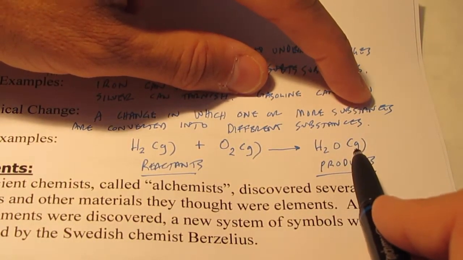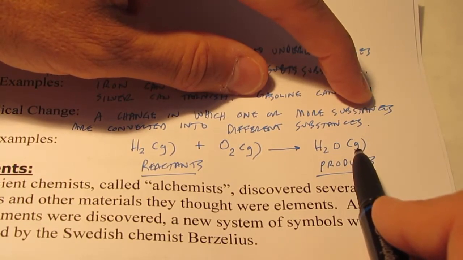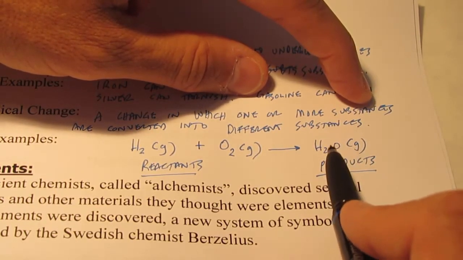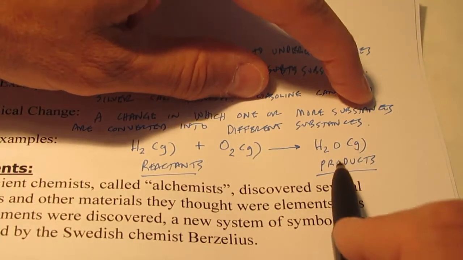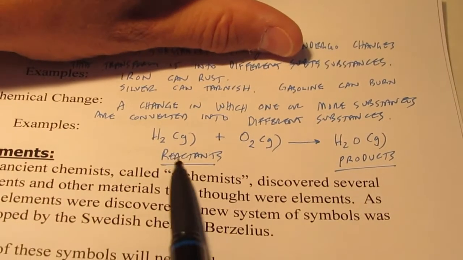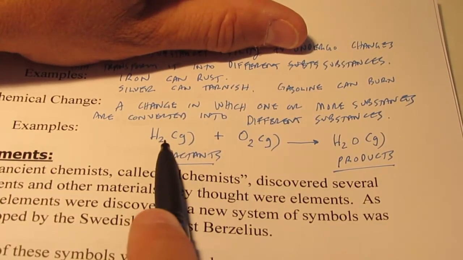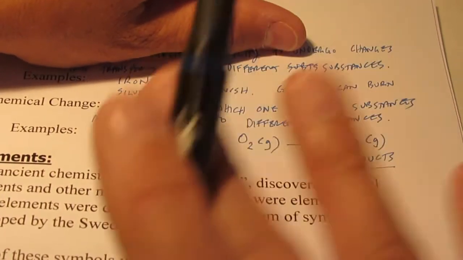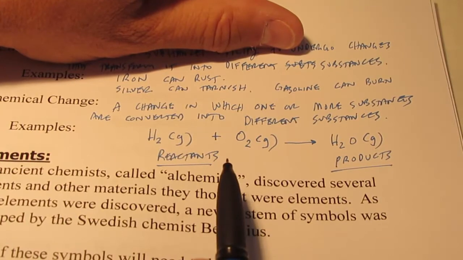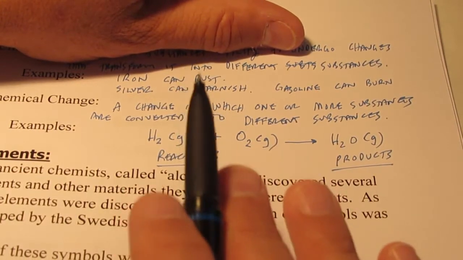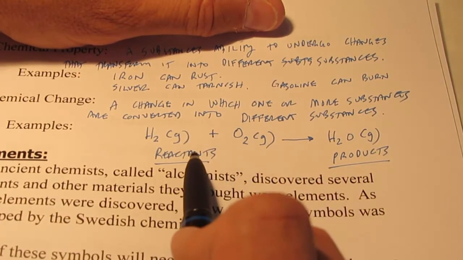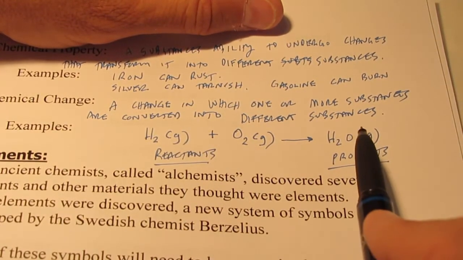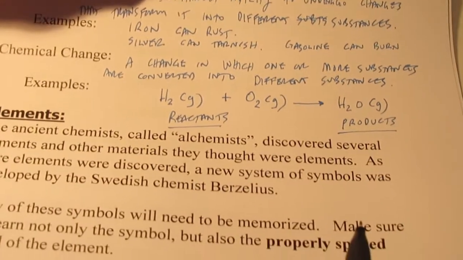Now something with a G after it we sometimes call vapor. So sometimes we'll call this water vapor instead of water gas or gaseous water, just for your information. Now this is your first example of a chemical reaction. It's not balanced. We're not going to worry about that right now. I'm just showing you what a chemical reaction is. The things you begin with are the reactants. The things you end up with are your products.